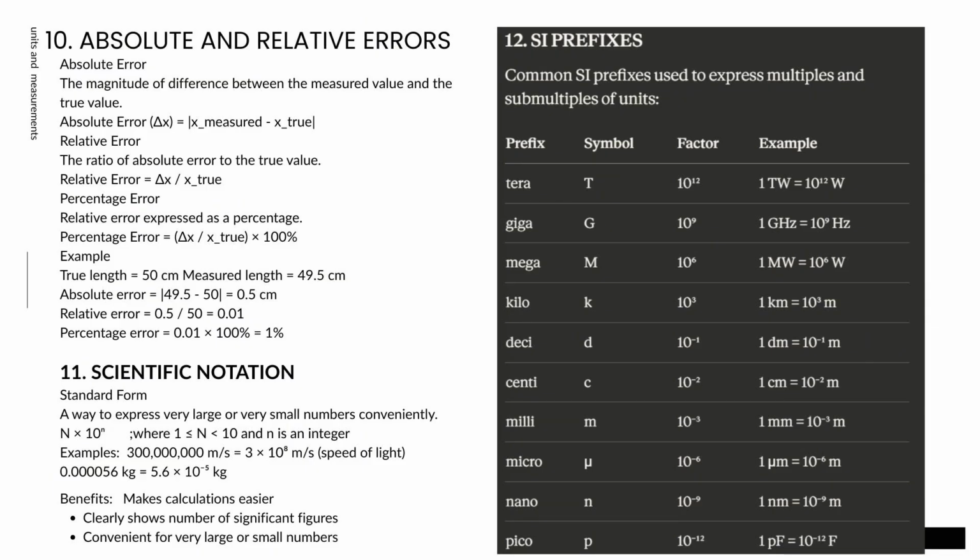Deci is 10 raised to the power minus 1. Centi is 10 raised to the power minus 2. Milli is 10 raised to the power minus 3. Micro is 10 raised to the power minus 6. Nano is 10 raised to the power minus 9. And pico is 10 raised to the power minus 12. You can decide to write this out and memorize it. Try to come back and recite it again to be sure that you know it offhand.